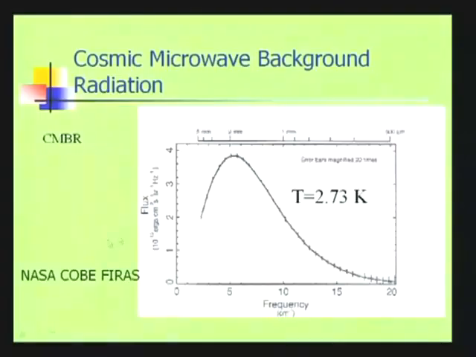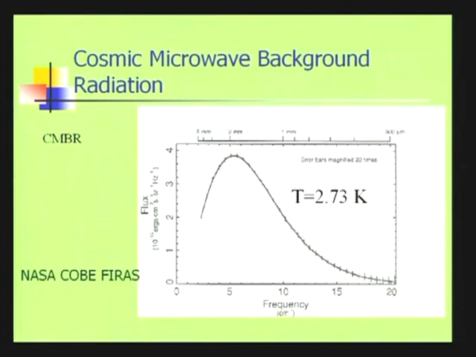Today we are going to discuss the cosmic microwave background radiation, CMBR. We have already learned about its discovery in the 1960s. This is a radiation which is nearly isotropic, and it was discovered in the 1960s, and its spectrum was very precisely measured in the 1990s, and the spectrum was found to be very well fitted by a blackbody spectrum of temperature 2.73 Kelvin.